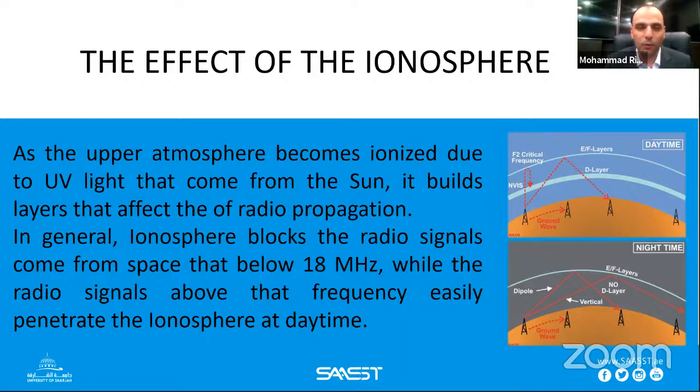But we can say in general that below 18 megahertz the ionosphere will be very, very active. It will reflect all radio waves that come from celestial sources and prevent them from reaching the Earth's surface.